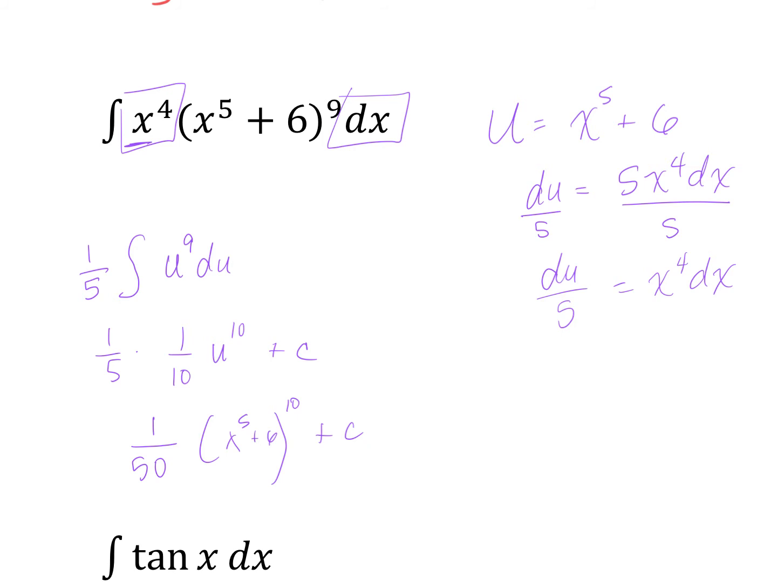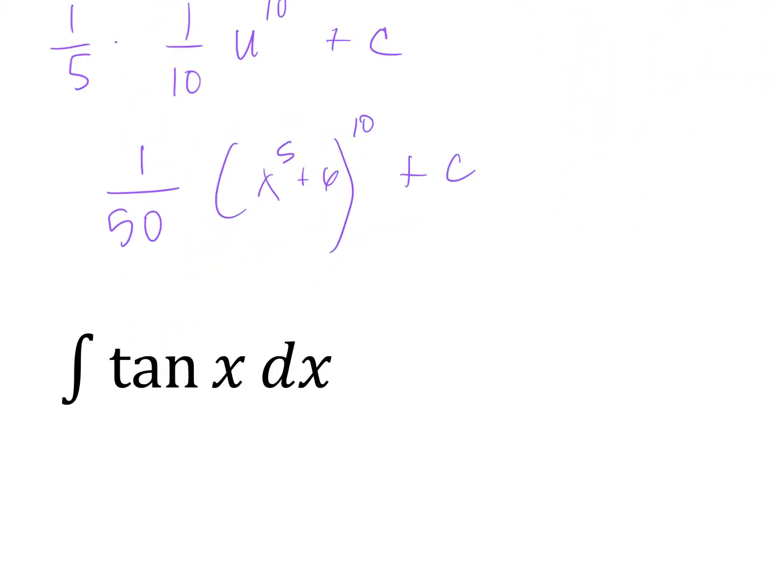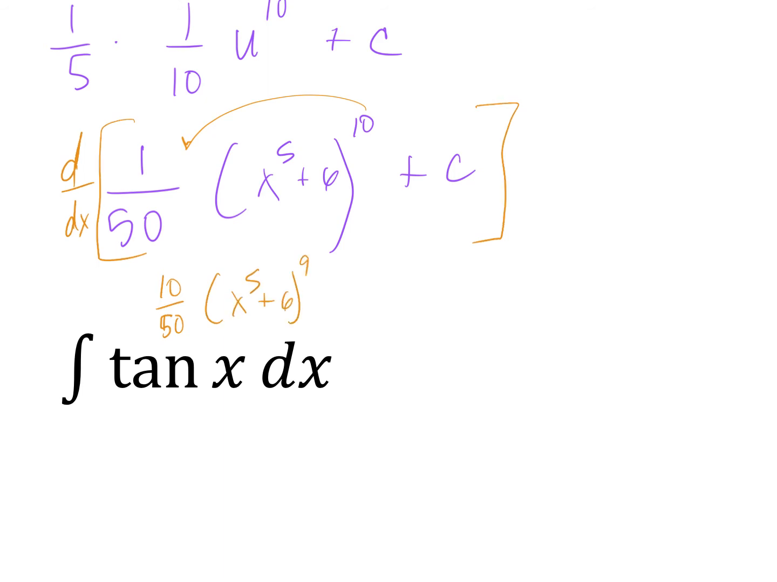How could we check this answer? Take the derivative. Let's do that real quick. What if I ask you guys to take the derivative of this? Everybody with me? Let's see. First thing I would do is 10 times this and bring it down by 1, right? So 10/50 times x to the 5th plus 6 to the 9th, right? Times the derivative of that inside function, right? Which would be 5x to the 4th.